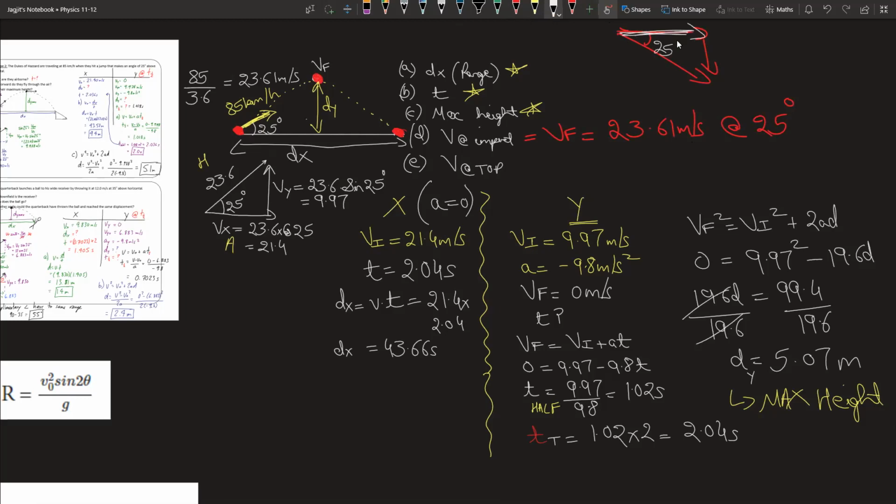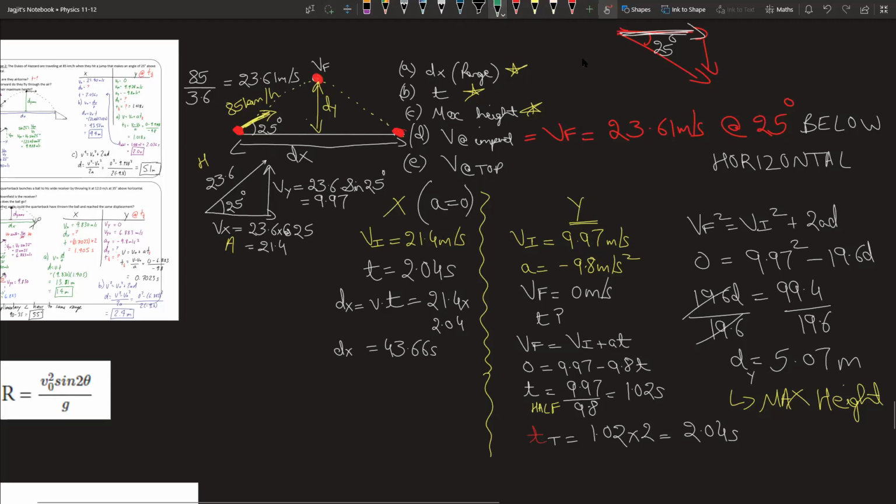You can say it's 25 degrees below horizontal. You can put a negative. Some teachers might do that, but I like to be more clear: 25 degrees below horizontal. That's your velocity at impact. Do you guys understand that?